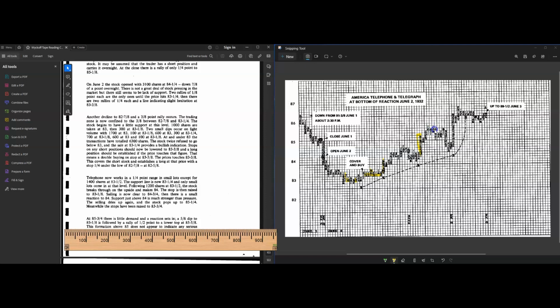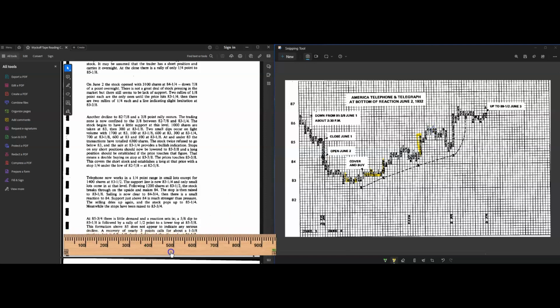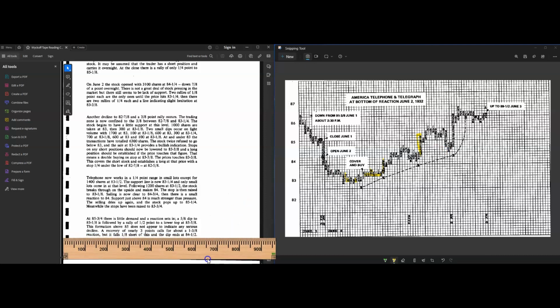So this was the formation. All right, decline of nearly 3 points. But it fails 1/8 short of this, and the dip ends at 84. So he's just talking about this formation. Not afraid of it. It declines here, makes a 1, 2, 3, this little bounce here, and then eventually declines.